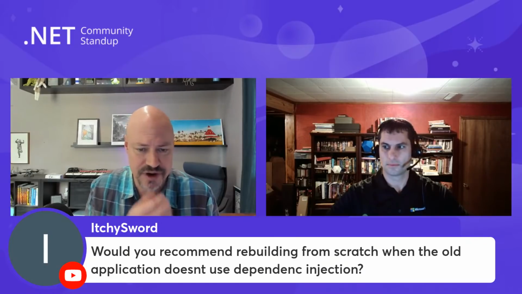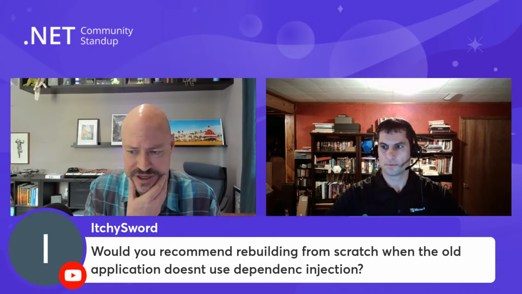Sure. Cool. Question here: would you recommend rebuilding from scratch when the old application doesn't use dependency injection? And a related thing here is, maybe it's easier to just start with a .NET 6 app and pull in the logic. How often do you see that, where it's easier to just use the old one as a reference and do a full rewrite? It's pretty common. Although to be clear, when we say full rewrite, we typically copy all of the controllers, all of the views, and drop them into the new project and then make them work there.